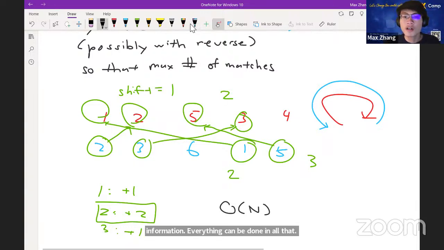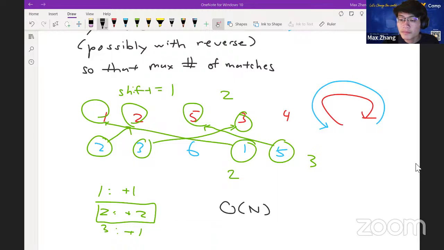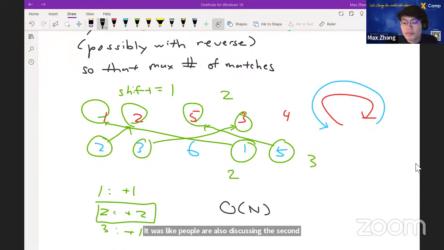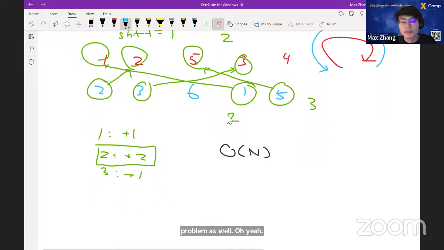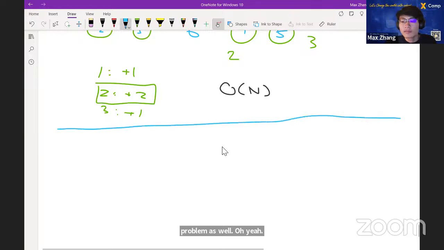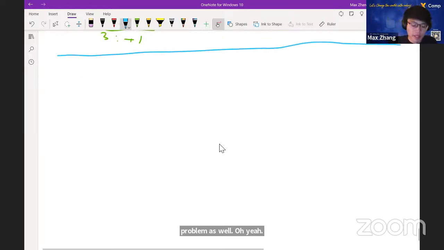All right, so any questions on the second problem? Let me see if there are any questions in the chat. It looks like people are also discussing the second problem as well. So yeah. Okay, then we have one more problem to cover. So let's go ahead and cover that real quick.